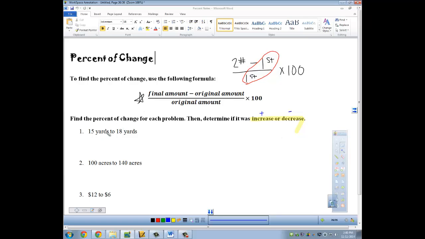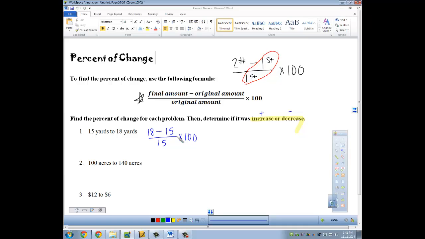So number one, we start with our second number, which was 18, minus our first number, which was 15, divide by our first number, which is 15, and then times 100. So again, your second minus your first, divided by your first, times 100. This second number you wrote on the top should always be the same number you write on the bottom. So just always double check that. Second minus first, divided by first, times 100.